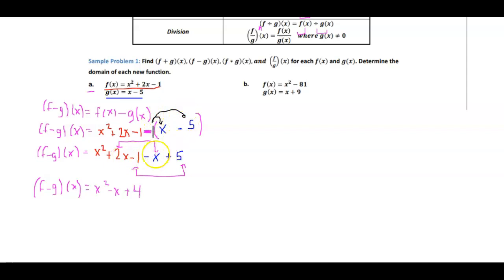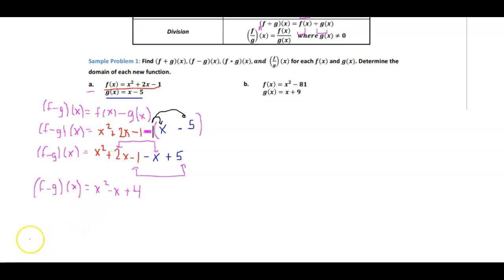So when I rewrite this, I end up with f of x and then minus x plus 5, which is the negative of g of x. Okay, then I'm doing the same thing. I combine like terms by subtracting the functions, and then I end up with f minus g of x is equal to x squared minus x plus 4.